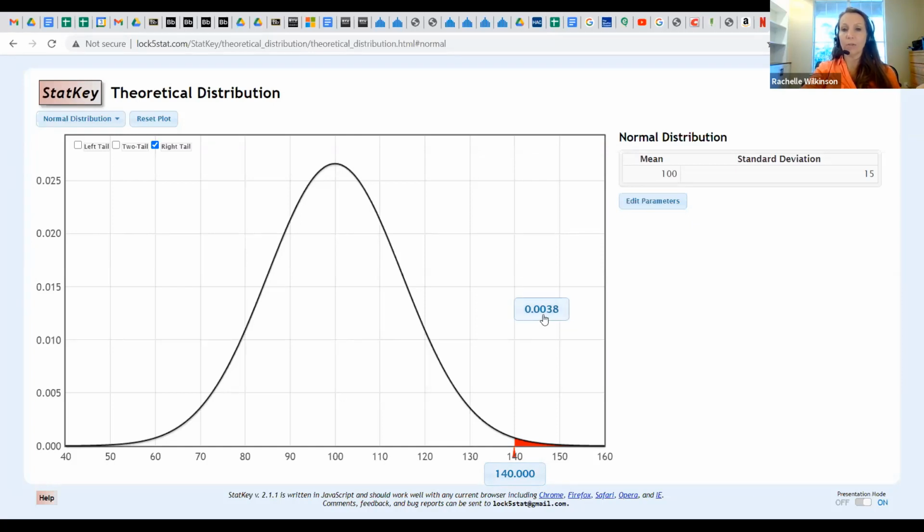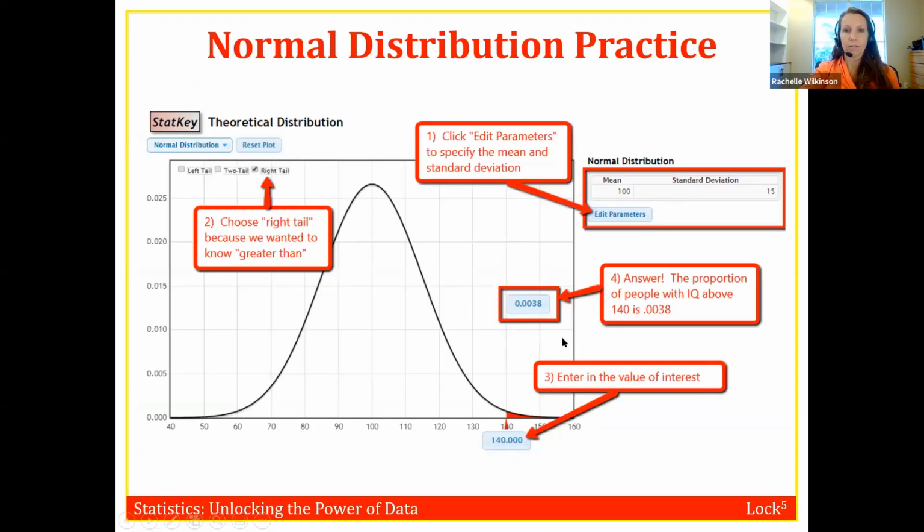So 0.0038 is the answer that I'm looking for. That is the proportion of people who have genius IQ scores. So here's, I guess, a step-by-step approach to what we just did. We entered in our parameters, then we clicked on right tail because we wanted to know greater than, we put in the quantity that we were interested in, and then the answer is in the floating box.